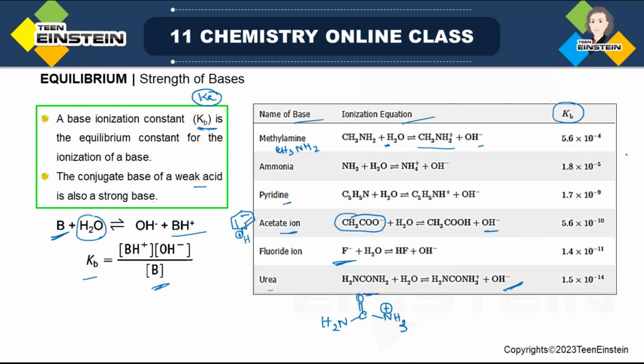So Kb values, if you look at the right hand side, as we are moving down from 10 to the minus 4, then minus 5, minus 9. As we are moving down, basically the value is decreasing, right? So among all these examples, the weakest base is urea and the strongest base is methylamine. Though it is true that all of them are basically weak, you cannot call them strong. But relatively, if you want to know the order of their basicity, then from the value of Kb, it is clear, as it is having the lowest power, 10 to the minus 14, urea among all these examples is the weakest base.